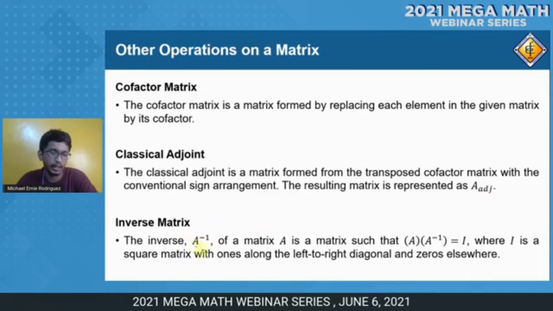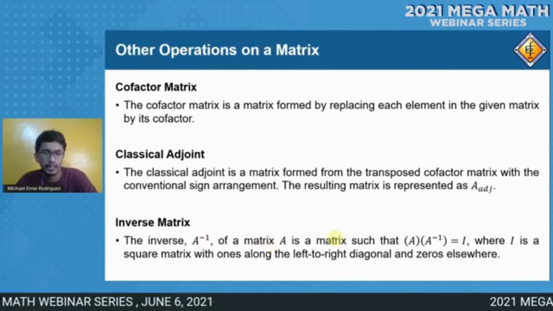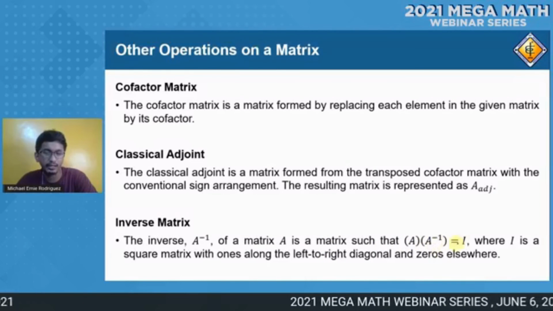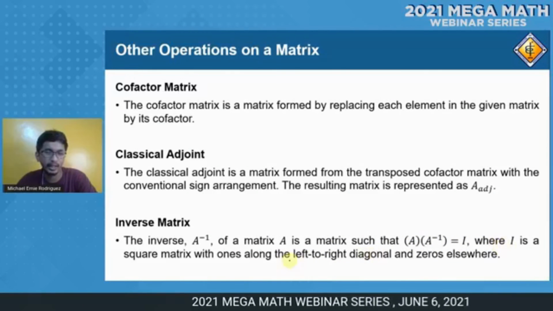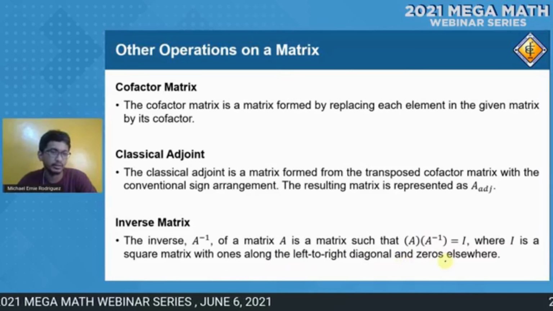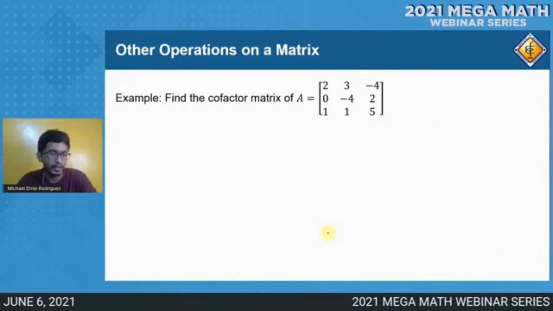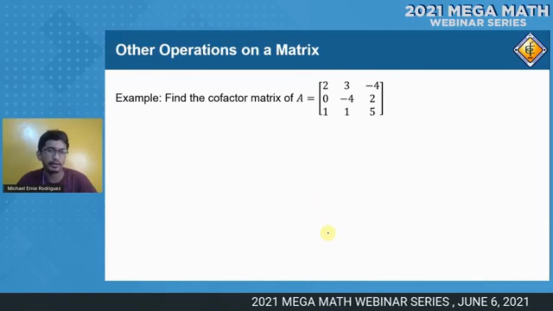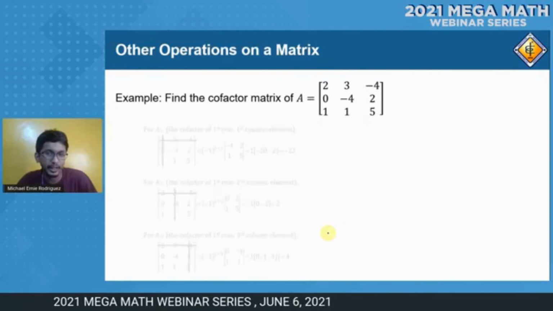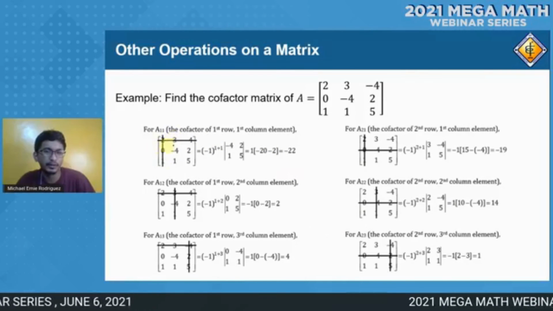Ito yung pag-denote natin for inverse. So that is a matrix such that your A times the inverse of A is equal to I, where your I is a square matrix with the ones along the left to right diagonal and zeros elsewhere. So, solve tayo ng problems involving these 3 other operations. So, this one is find the cofactor matrix of this one. So, kapag cofactor matrix, medyo matrabaho siya. So, ito siya. Oh. Kukunin mo yung cofactor.